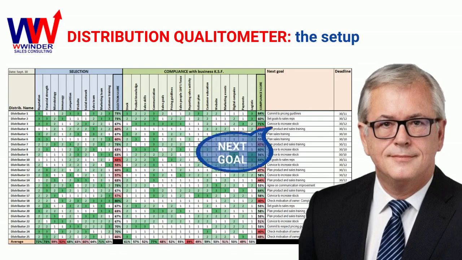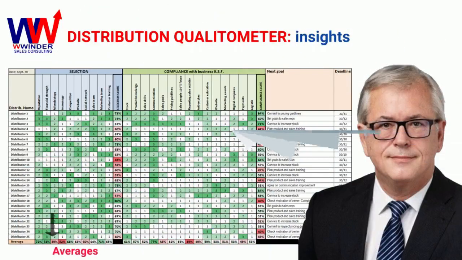It will then be easy to set the next objective for your interactions with each of your distributors, gaining points on failing criteria to increase the distributor's commitment and chances of success. At the bottom of the table, you'll see averages for each column.